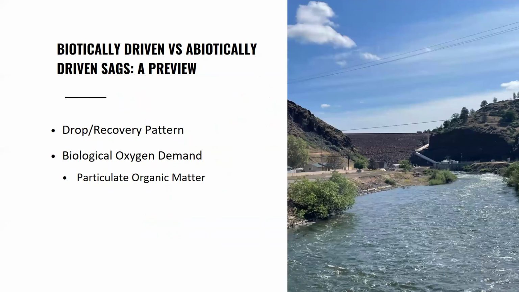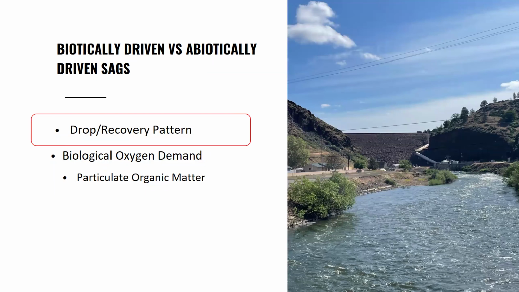So based on the preliminary data that we have so far, we're going to look at 2 indicators to help us parse out whether these oxygen sags were due to biological or abiotic mechanisms. And the first indicator that we're going to use is just the patterns of drop and recovery. So typically when a DO sag is driven by abiotic processes, we see those sags occur and recover very quickly and linearly. Whereas DO sags associated with biological oxygen demand typically have a slower onset, and they occur and recover more slowly and less linearly.